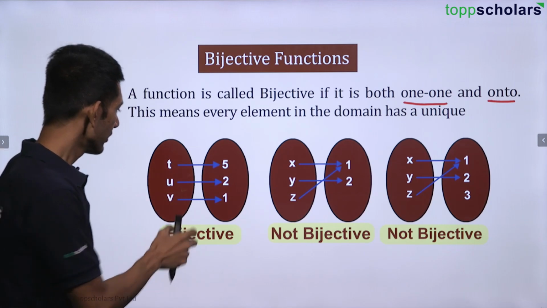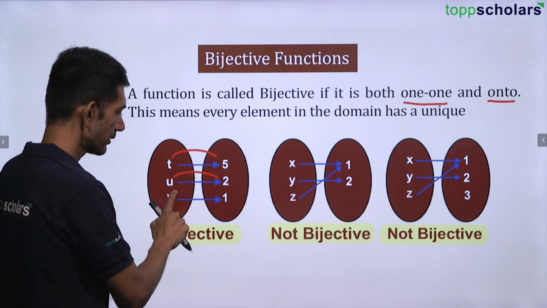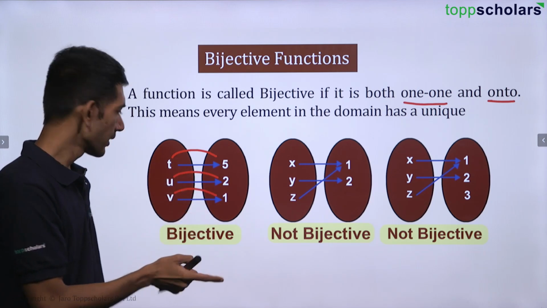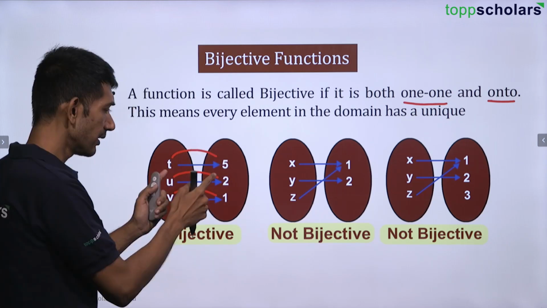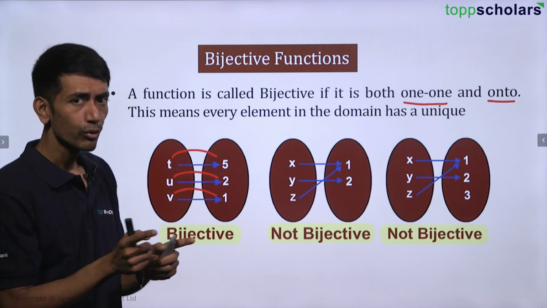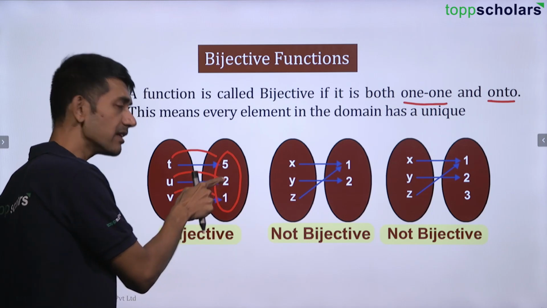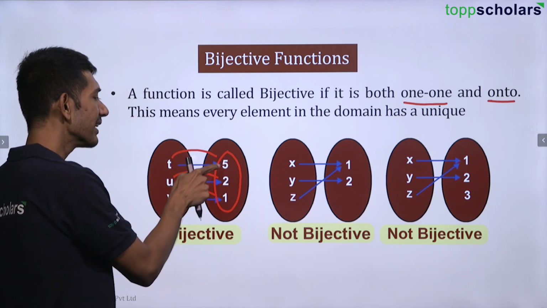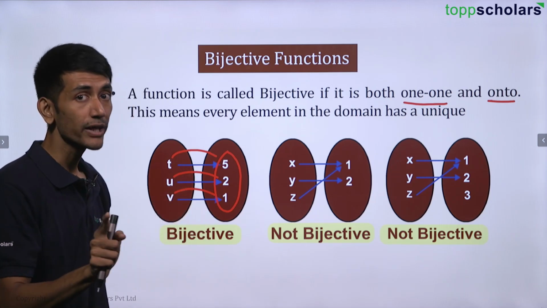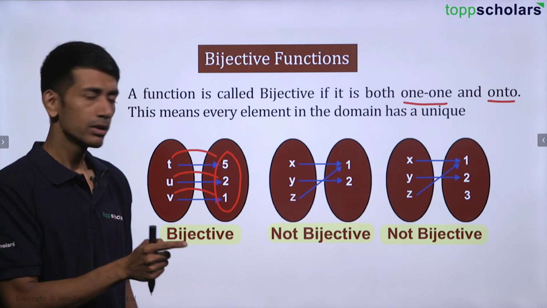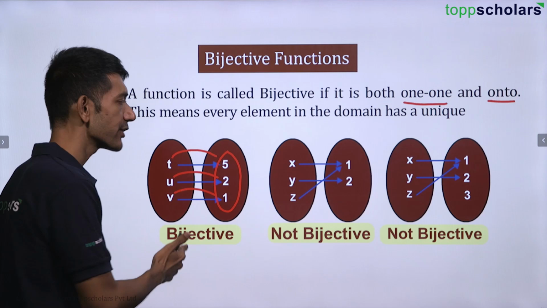Here it is. So this function is bijective because, see, this is one-one. Every element is having their unique images. This is onto also. Why? Because every element in the codomain is having their corresponding pre-images. There is no extra element here. It is not into. So this is onto also, and this is one-one also. So if it is one-one and onto, it is bijective.